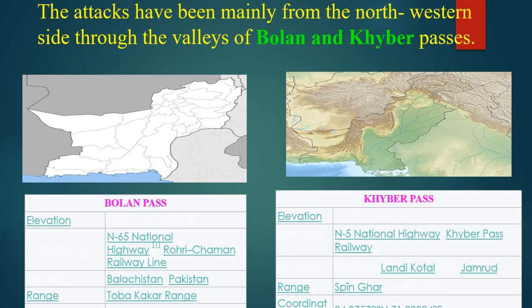Normally the attacks have been mainly from the north to the western side through the Bolan and Khyber valleys. You can see here the Bolan Pass and the Khyber Pass.